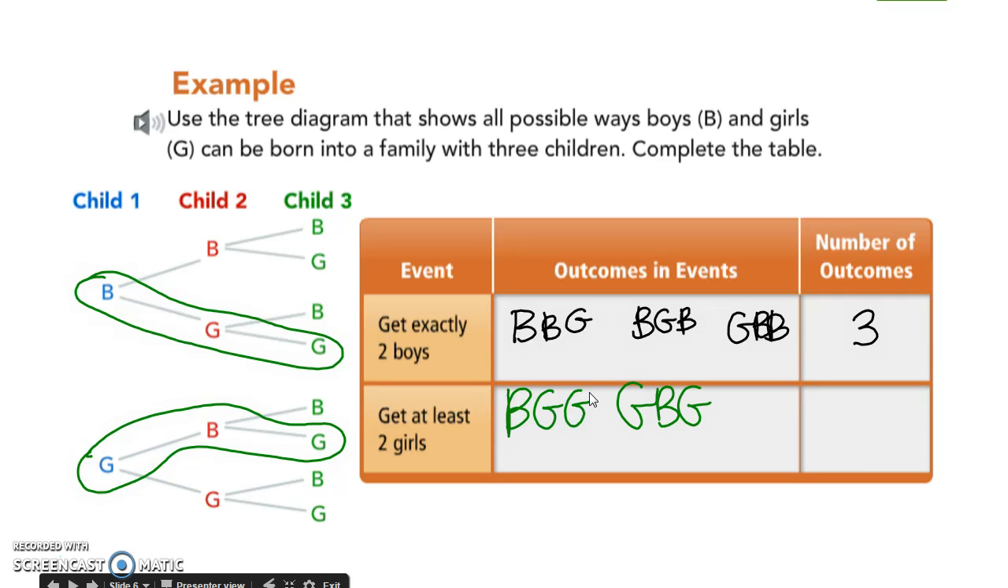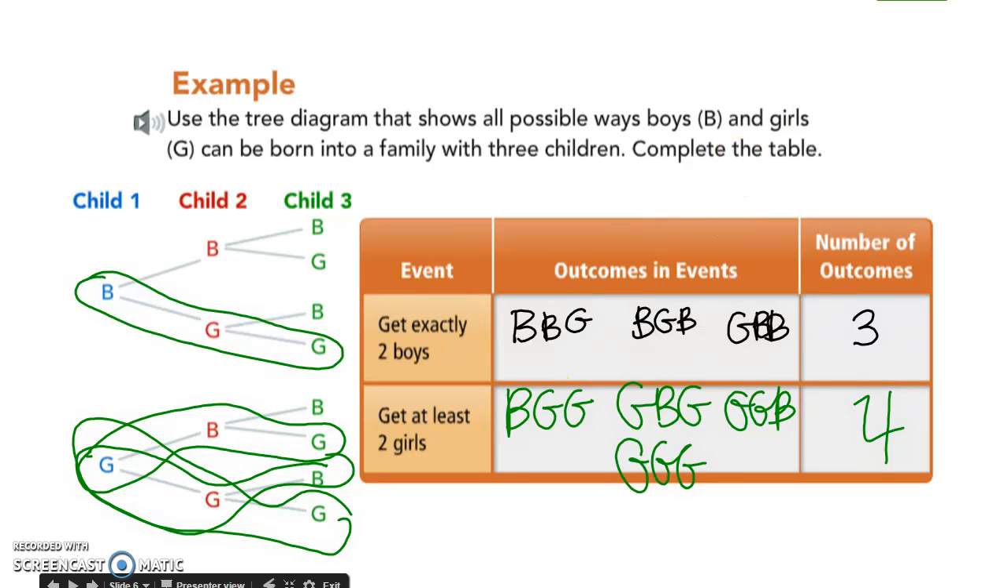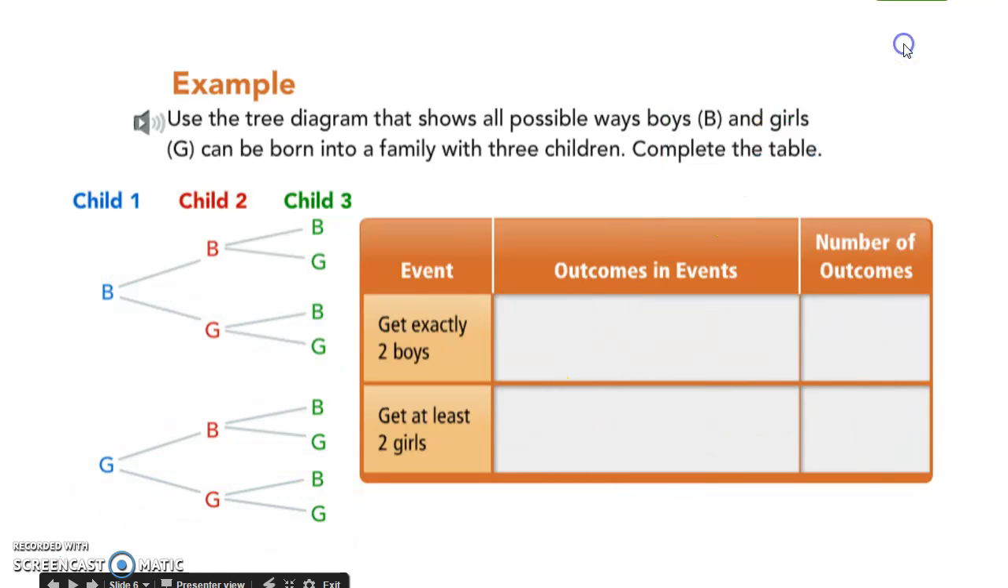Okay. Then I could have girl, girl, boy. And then since it says at least 2, I could have 3 girls. Girl, girl, girl. That's 4. So make sure you have that little table completed in your notes. Call that example 2.